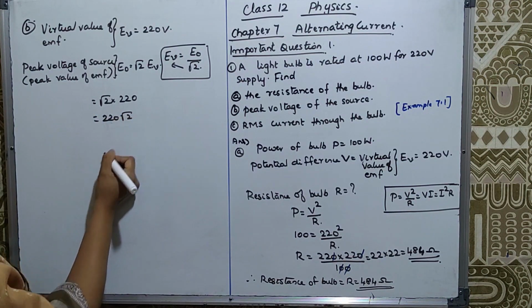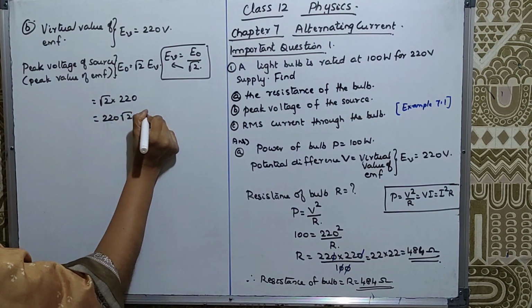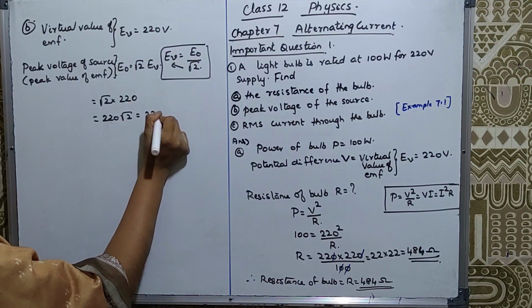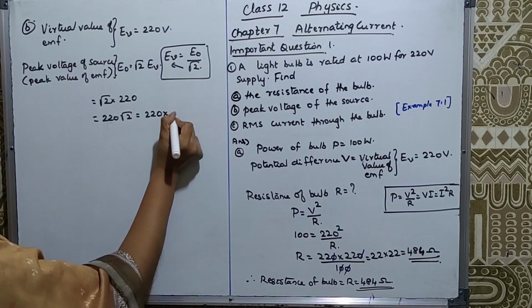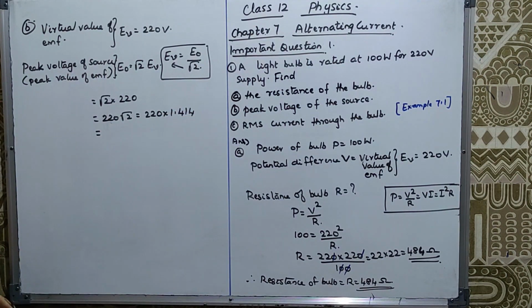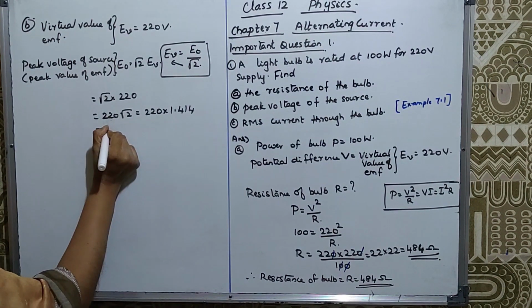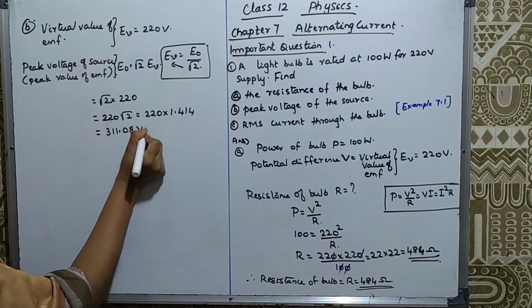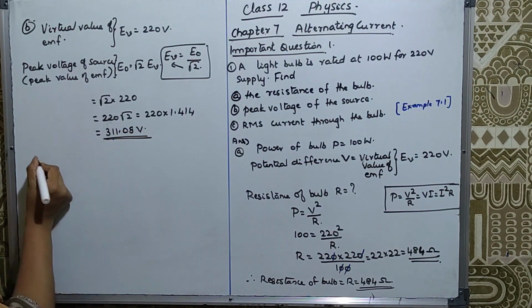220 root 2's value will be 220 into 1.414. On multiplication, you will get the answer 311.08. Unit of that one is volt.